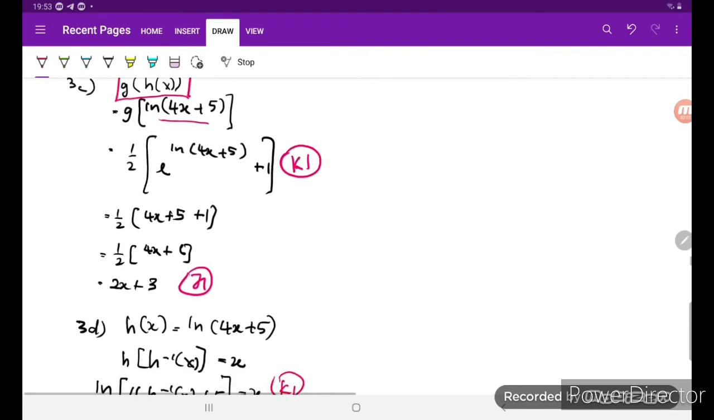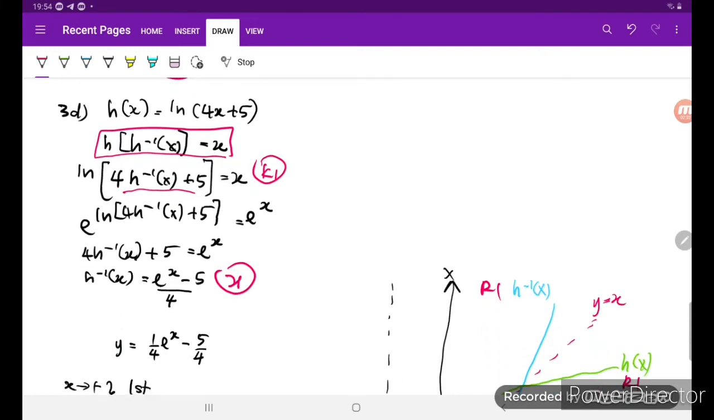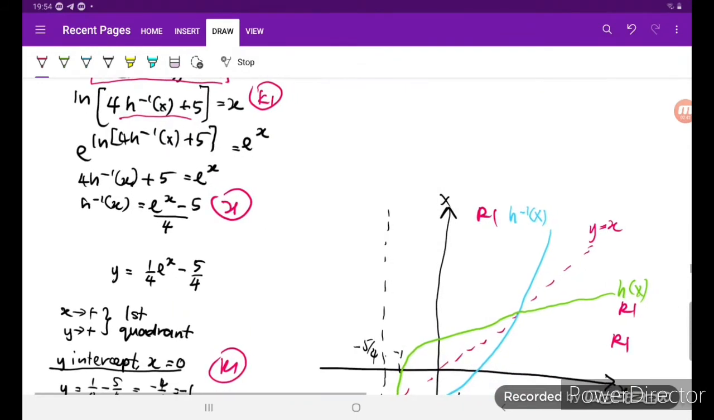And then question D, you want to find h inverse. So you use h inverse of h equals x, substitute h inverse inside h function. Okay, you get K1, and then you get h inverse equals e to the power of x minus 5 over 4, another J1. That is to find h inverse.